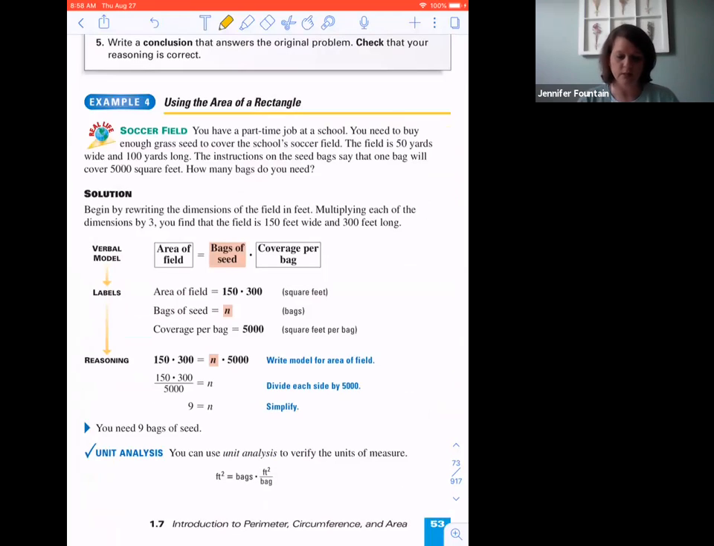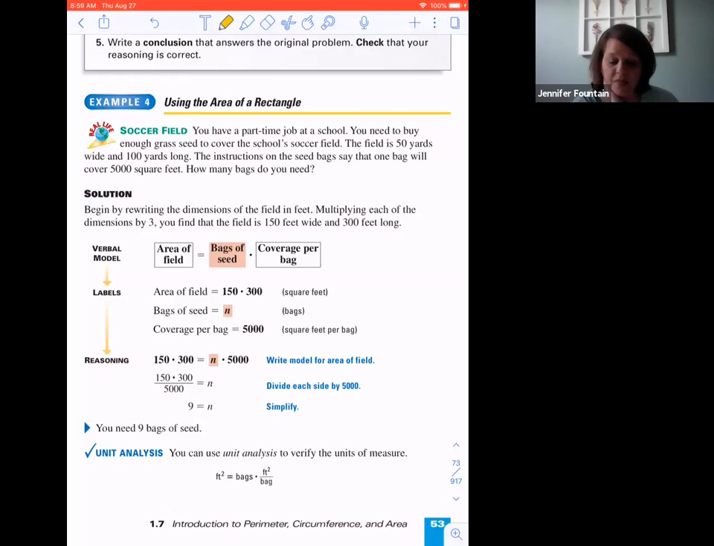Lucas, you'll enjoy this. Okay, you have a part-time job at school. You need to buy enough grass seed to cover the school's soccer field. The field is 50 yards wide and 100 yards long. The instructions on the seed bag say that one bag will cover 500 square feet. How many bags do you need?